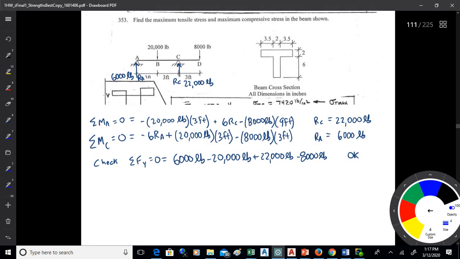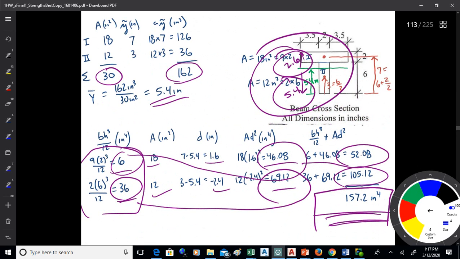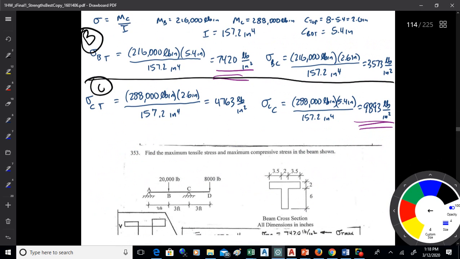Okay, the next one we went over pretty well. The thing on that is that the moment diagram jumps from positive to negative, so you have to account for that. So it's positive at C, positive at B, negative at C. Okay. So you just go through, find y bar for that T-beam, it's 5.4. Find the moment of inertia, it's 157.2. And then find where the couples are.